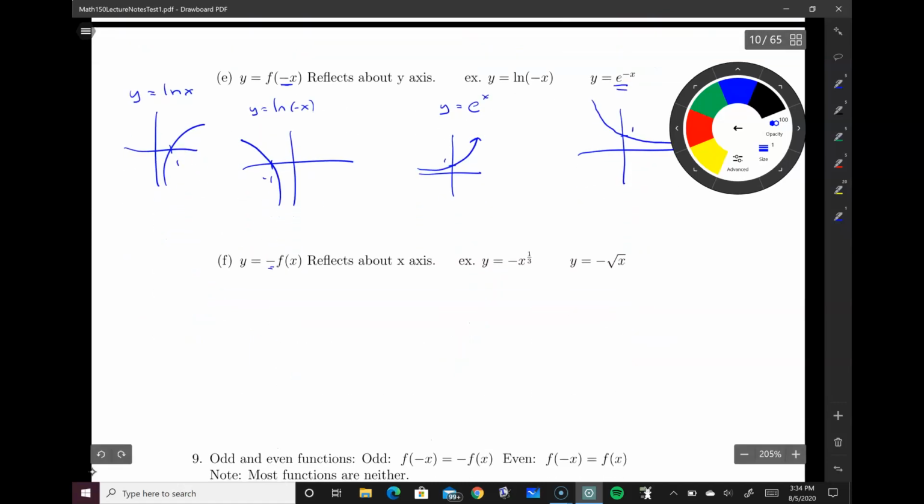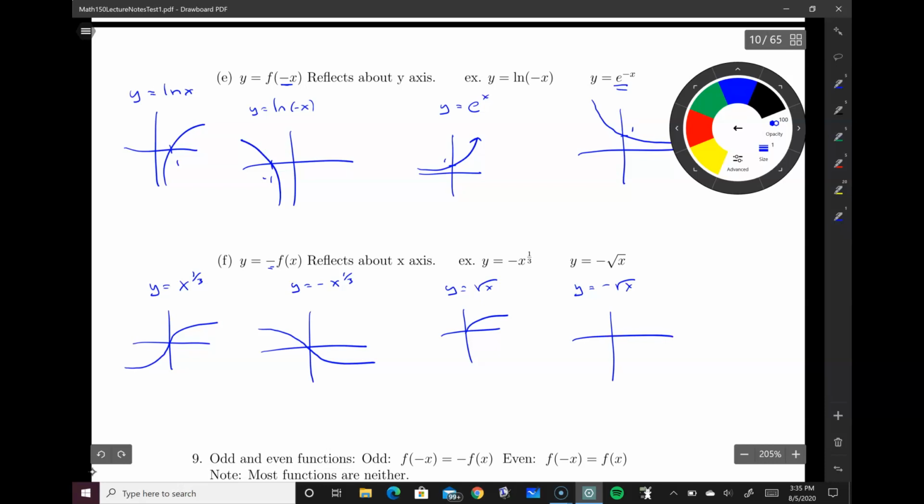A negative in the front reflects it about the x-axis. So you know that the basic graph of x to the 1/3 looks like this. So y equals -x to the 1/3 will look like this. You know that the basic graph of root x looks like this. So y equals -root x would be down here like this.